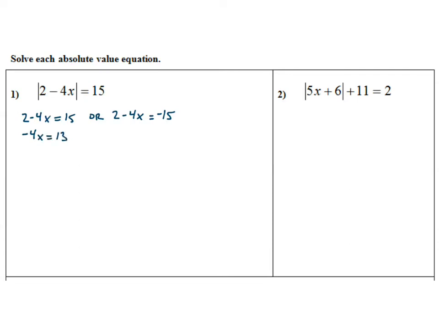And then dividing by negative 4, in both cases, will give x equals negative 13/4. I'm just going to leave it like that for now.